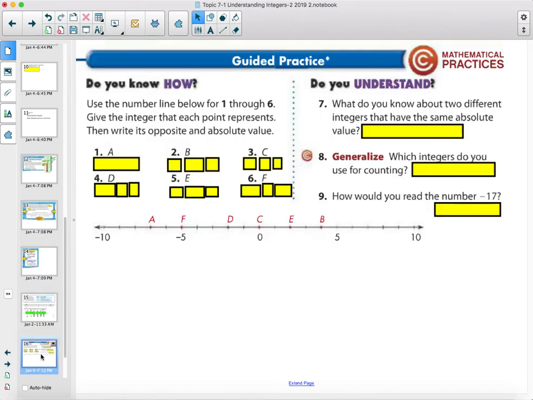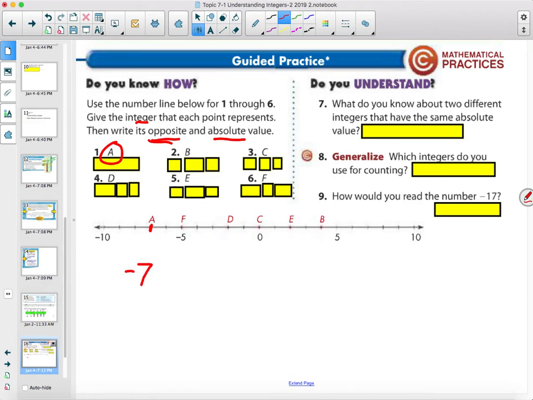I think you can find all those. In your book and in your homework eventually, it will say use the number line below for 1 through 6. Give the integer that each point represents, then write its opposite and absolute value. Alright, here we go. Point A. This is point A. What is the integer represented? -7. -7, right?